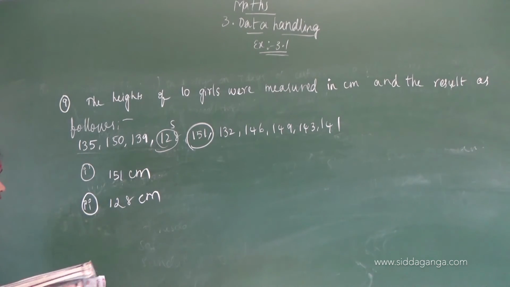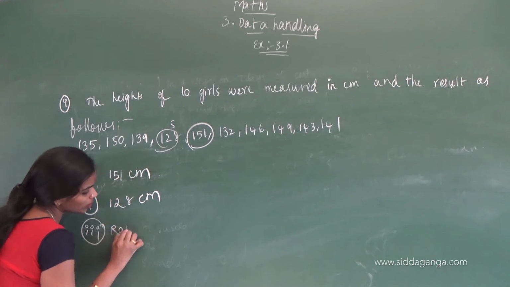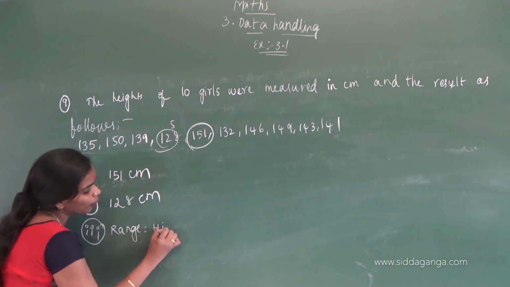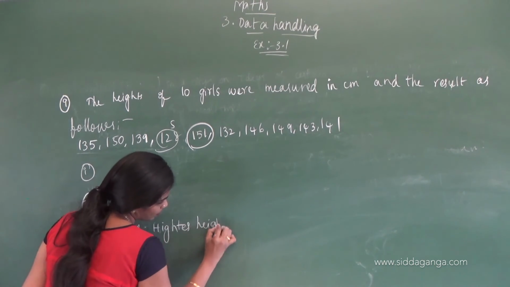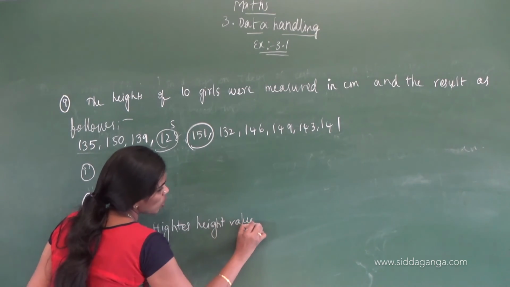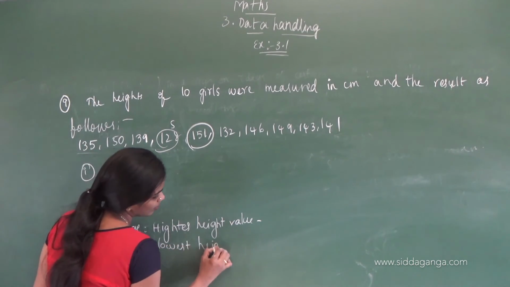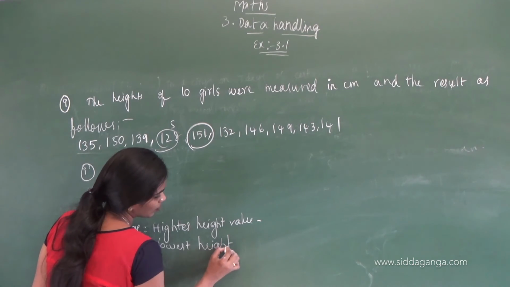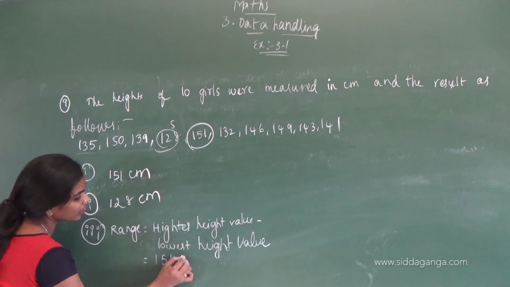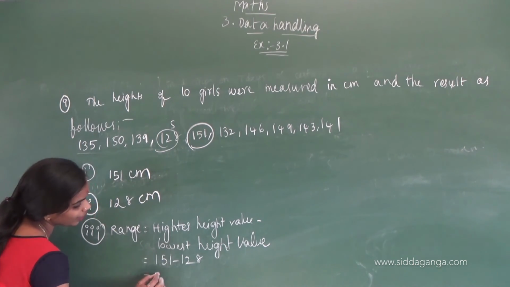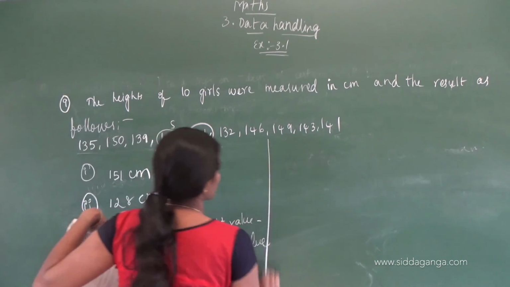What is the range of the data? Range is equal to highest height value minus lowest height value. What is the highest height? 151 minus 128. What will you get? 23. 23 is the range of the data given above.